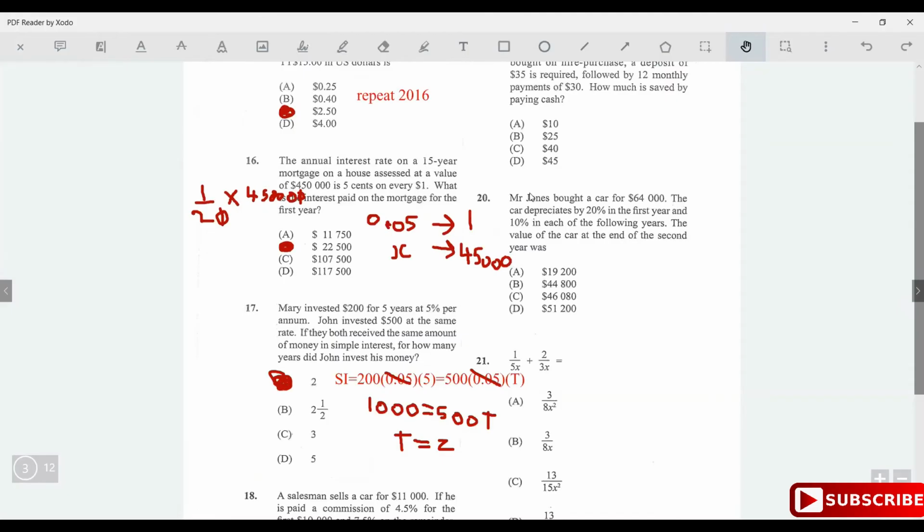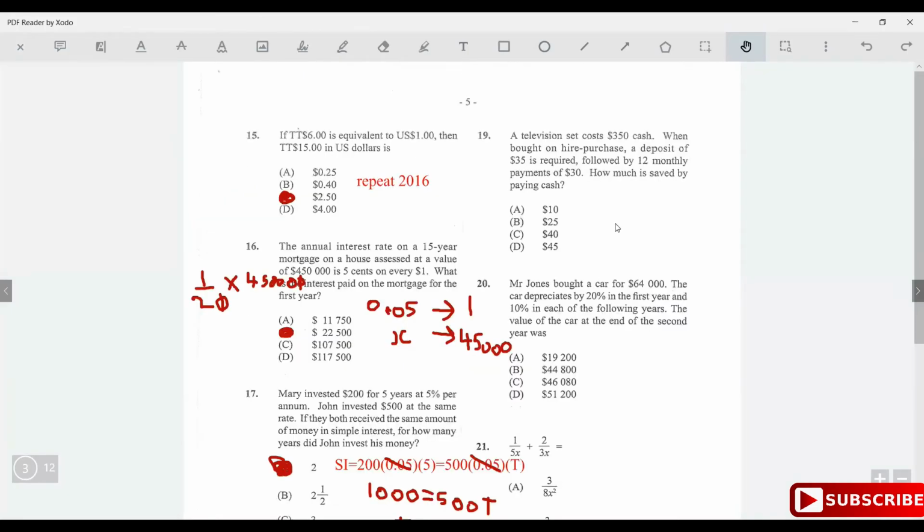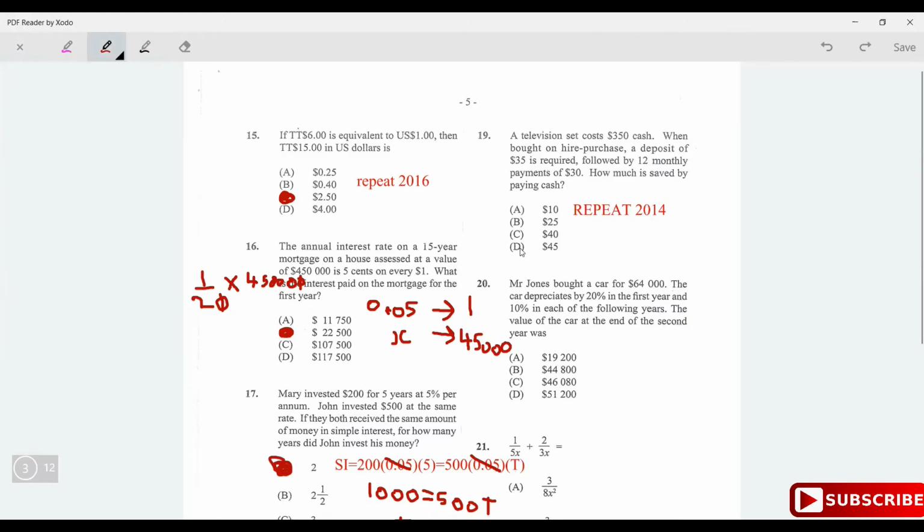Nice. This is a repeat question from 2014. Repeat from 2014 with the higher purchase. And I remember we said that this was $45. Repeat question. Nice. Question 20. Mr. Jones bought a car for $64,000.